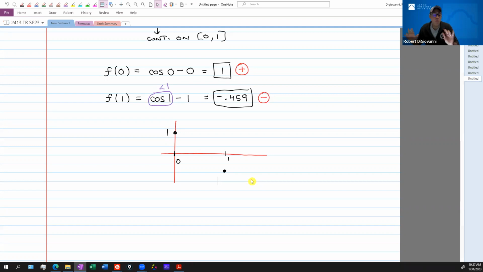Look, I don't know what the graph looks like, okay? I do not know. I'm just going to guess. It looks something like this, okay? But I know that I've got to get from the yellow point to the green point, from one point to the other, and I need to do it without picking up my pencil. If I do that, I must cross the x-axis somewhere.